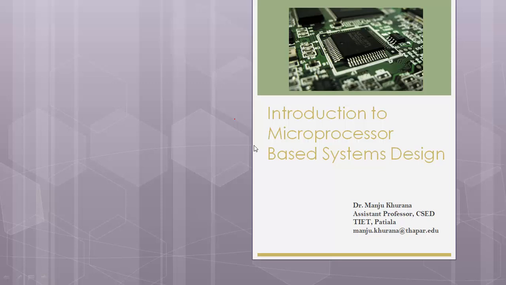Before going into the detailed description of a microprocessor, we will learn some basic knowledge about what is a digital computer. Then we will study the evolution of microprocessors. Then we will study the difference between microprocessor and microcontroller. Then we will study the course structure, meaning what we are going to learn in this subject. After that I will tell you about the textbooks and the reference books.